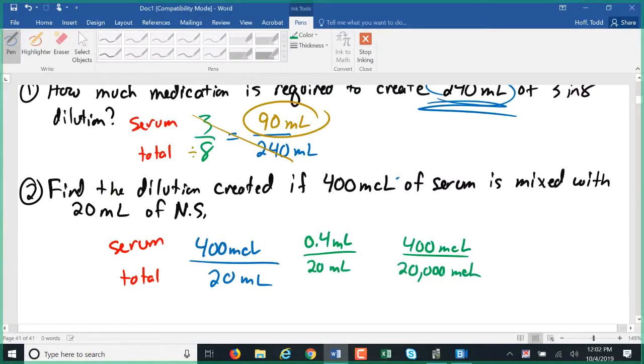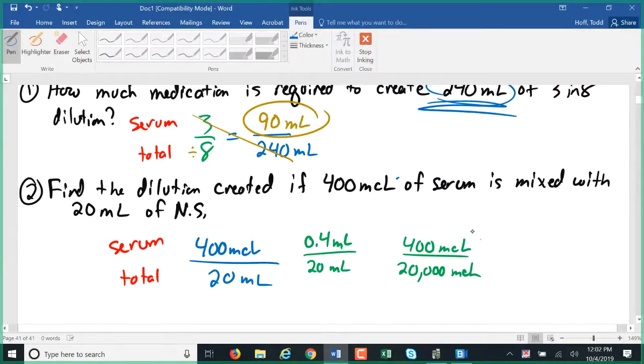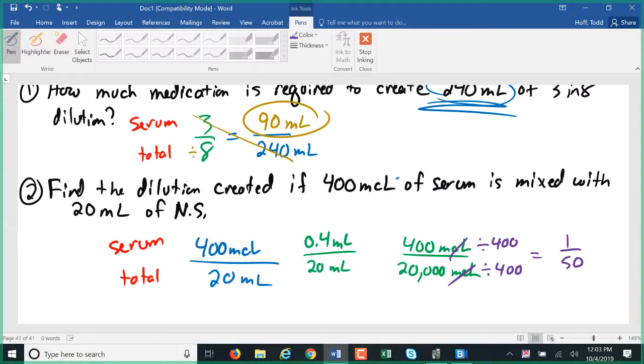Neither one of them is a real happy reduction. But to me, it's always easier to start with large numbers and reduce down than it is to have to get rid of decimals. Both of these, by the way, are divisible by 400, and of course the microliters will then cancel out. 400 divided by 400 is 1. 20,000 divided by 400, is that 50? So we get a 1 in 50 dilution.